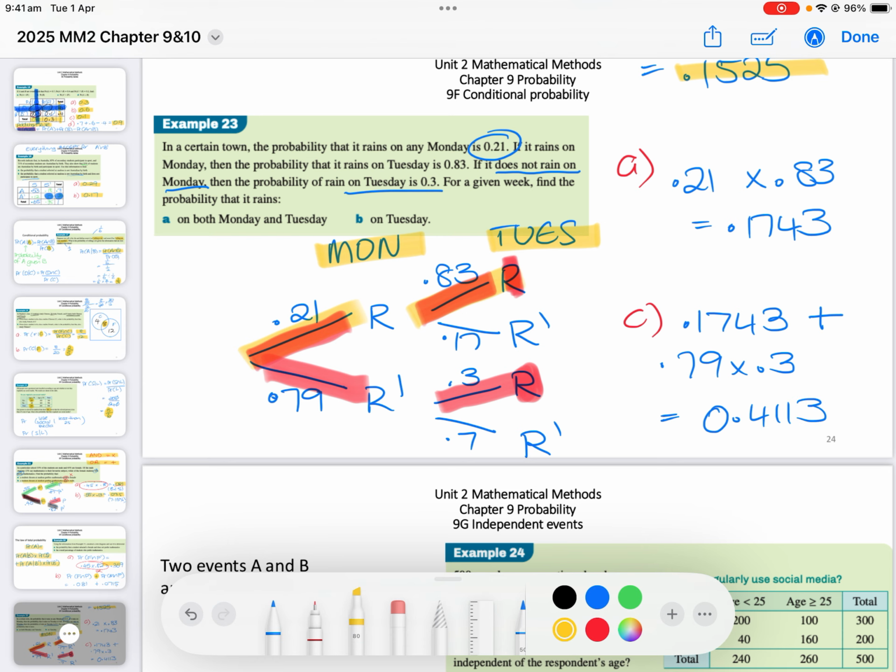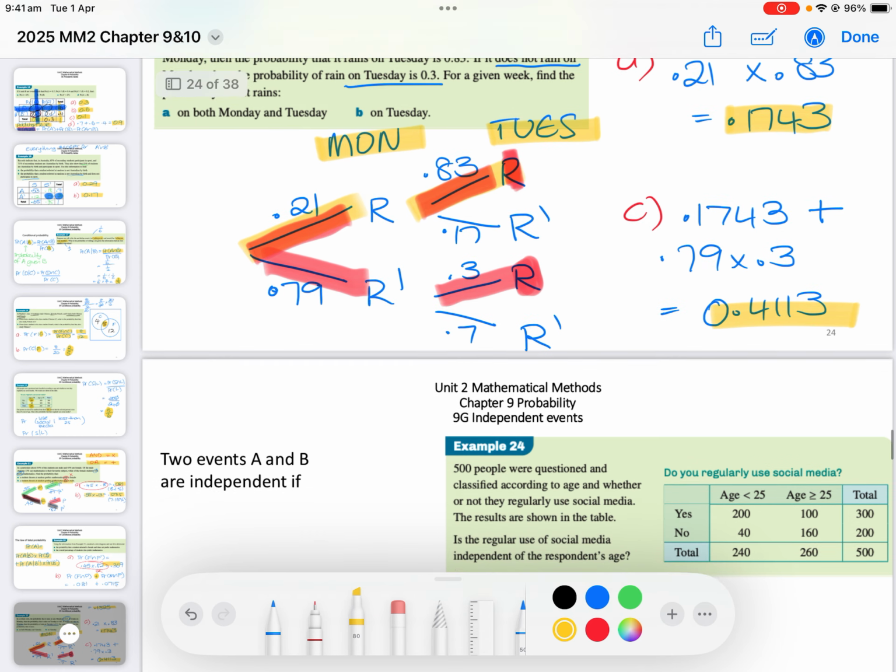So the way to get good at this is to practice the questions and make sure you finish those off over the holidays.